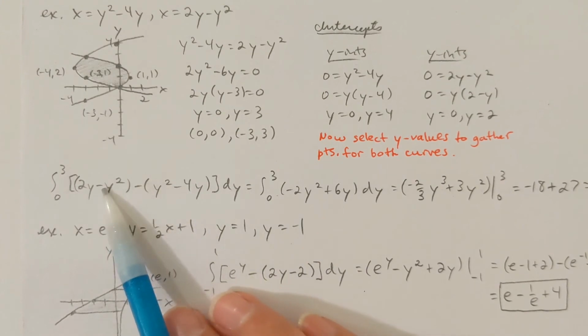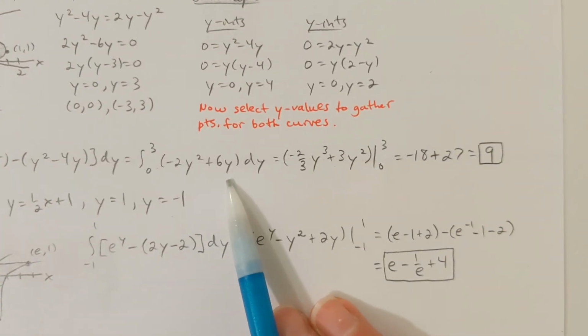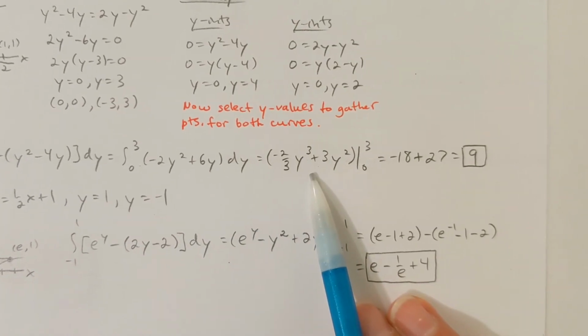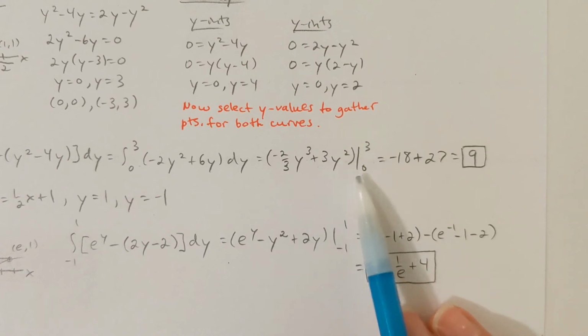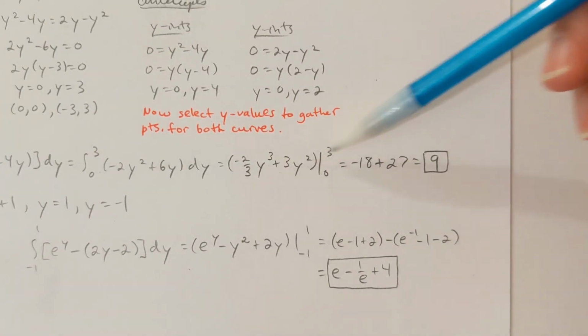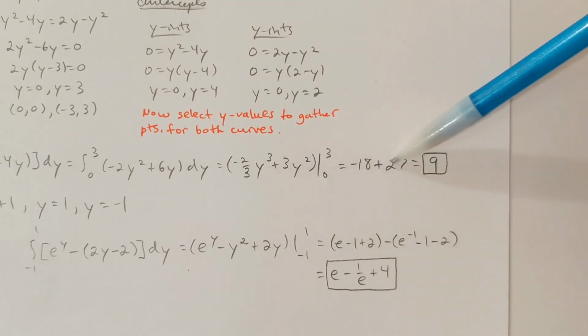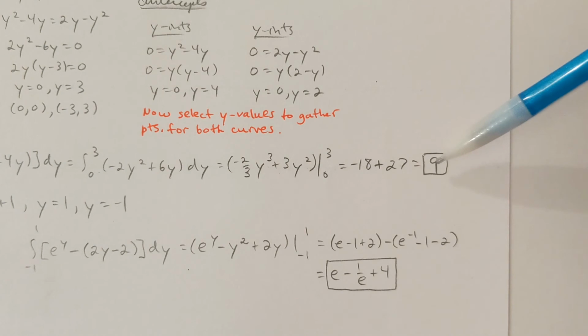Combine your like terms, and we're ready to get our antiderivative now. Negative 2/3 y cubed plus 3y squared. We're evaluating that from 0 to 3. And when you plug in 3, negative 18 plus 27. When you plug in 0, both those numbers will be 0. Okay, so I'm getting 9.